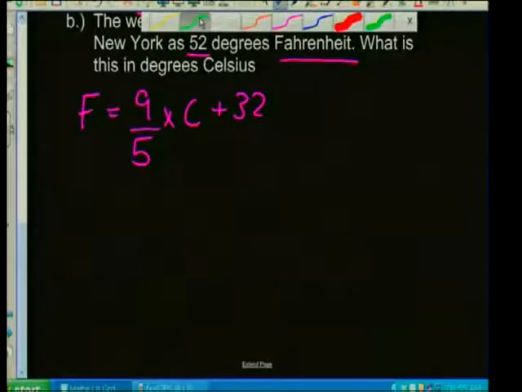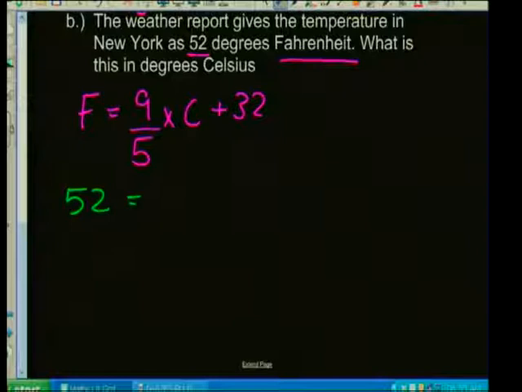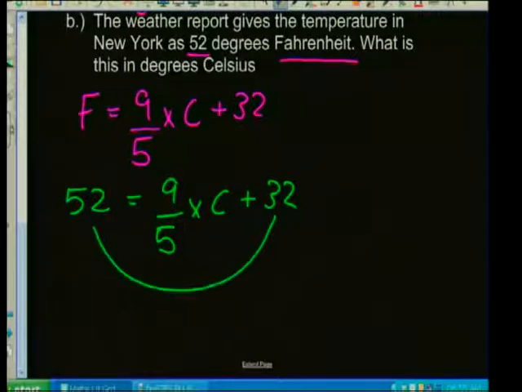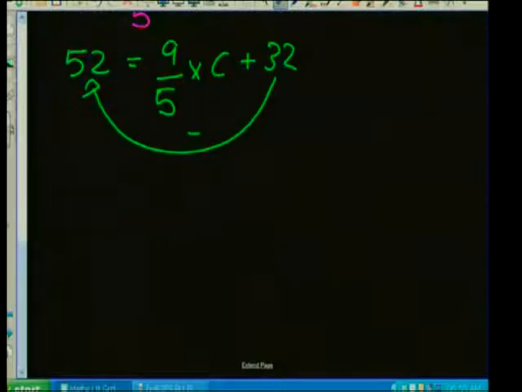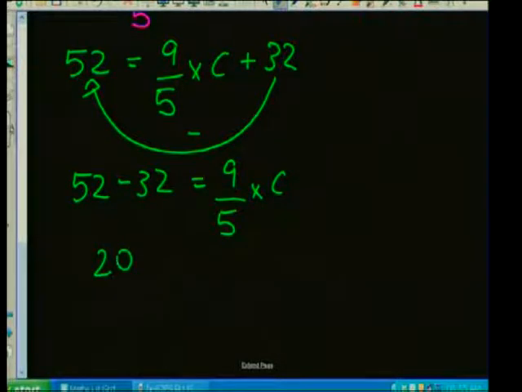So, we know that 52 degrees is equal to 9 over 5 times C plus 32. And what I need to do here is get C on its own. So I'm going to do the reverse of what happens. I'm basically going to get rid of my 32, so I'm going to minus it. And I'm going to do this in a few steps. So I'm going to say 52 minus 32 is equal to 9 over 5 times C. And then I can do that calculation already, so I know that that's 20 is equal to 9 over 5 times C.